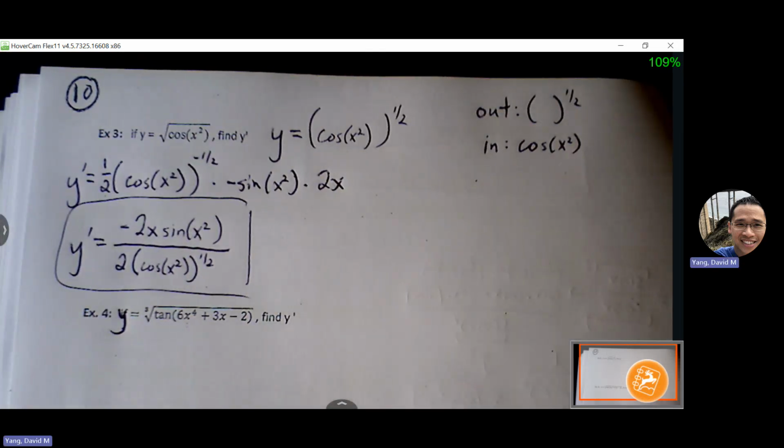Okay. Can you try example 4? Example 4 should feel like example 3. Rewrite it using rational exponents. Identify your outside, inside, and go through your derivative. Okay. Got a key on the next page. You guys can also check your answer there.